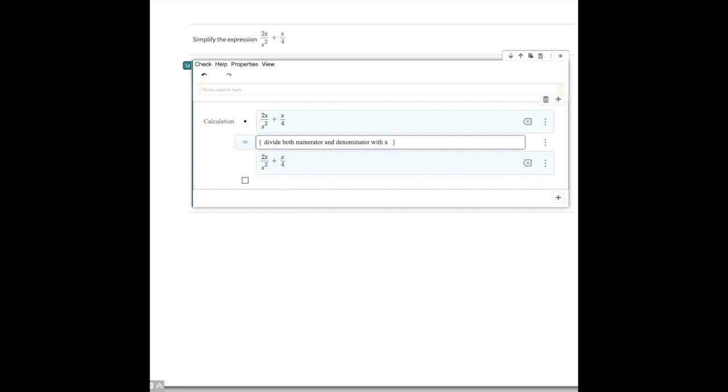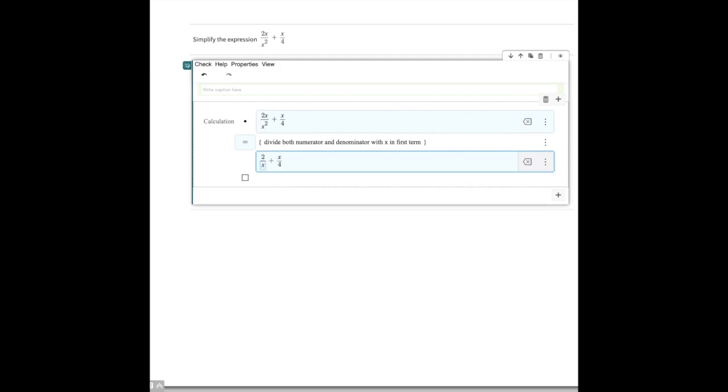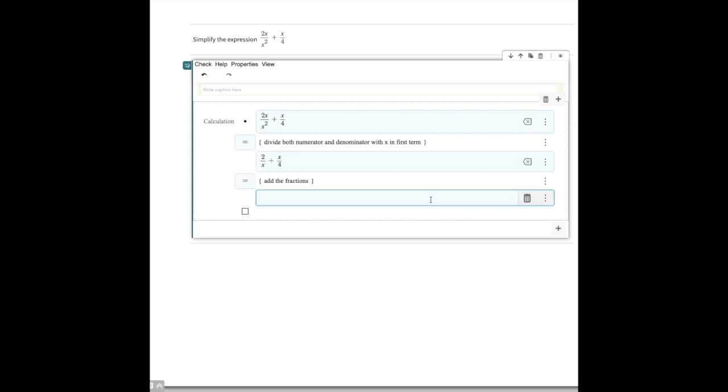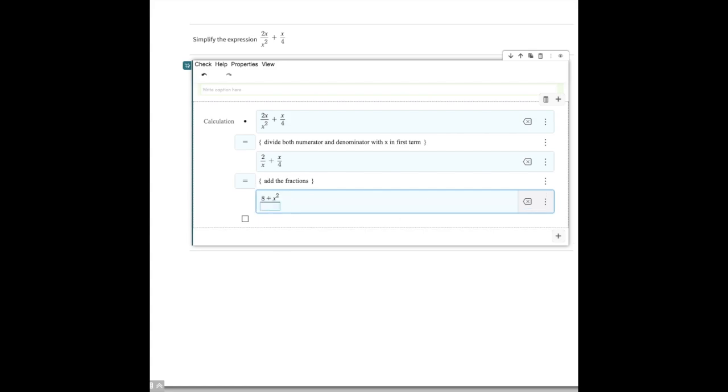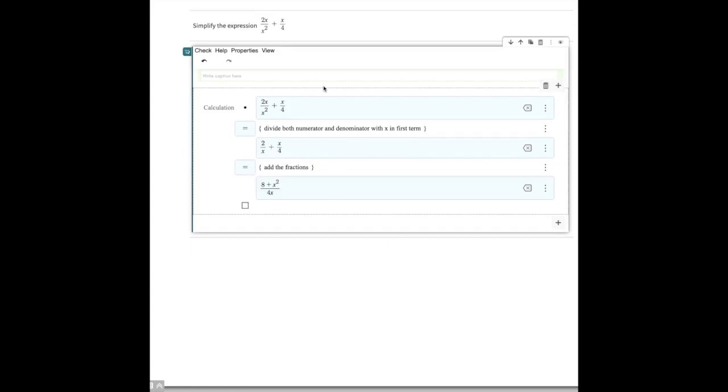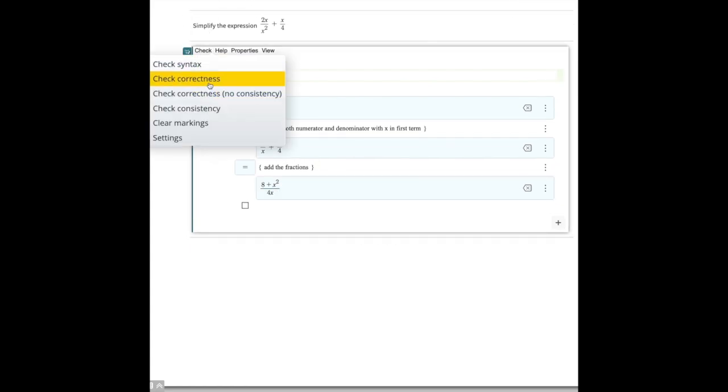x in the first term. Okay, so we get rid of one x here, and here we get rid of the x squared. So, like that. We add the fractions, and we find out that this becomes the same as 8 plus x squared, and all of this divided by 4x. Let's check whether this is correct.